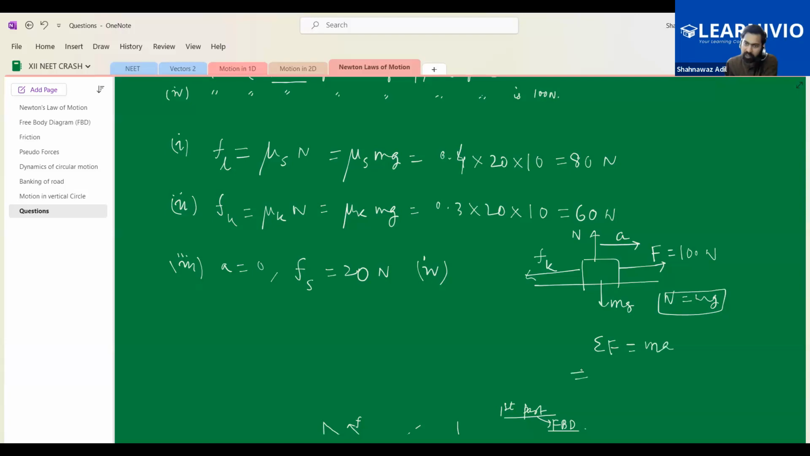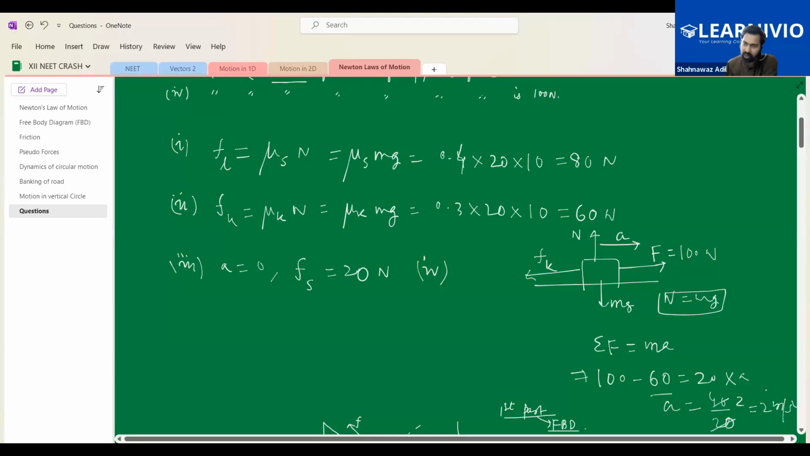So we have this F, which is 100 Newton, in the direction of motion. So 100 minus this Fk. Fk we have already calculated, that is 60 Newton. Mass is how much? 20. And then we have this a. So a would be how much? a would be 40 divided by 20, and this would be 2 meter per second squared. So that is how we solve these kinds of questions, right?